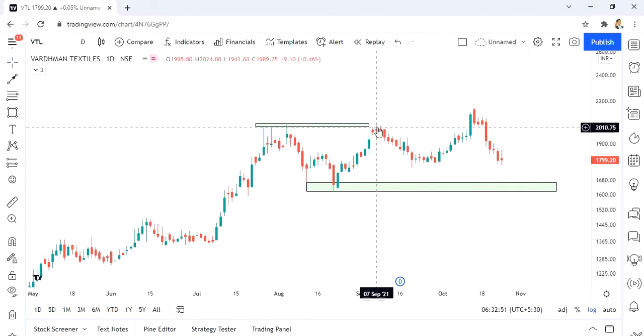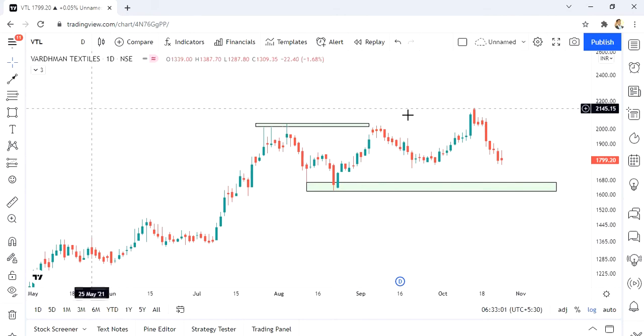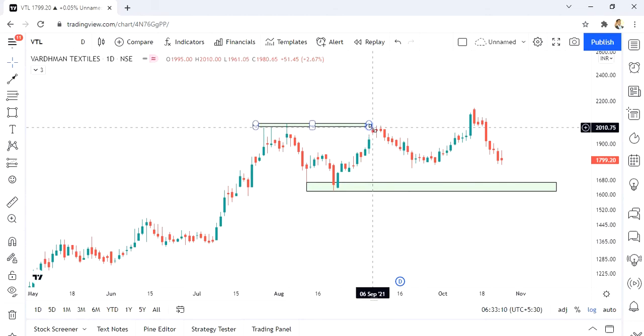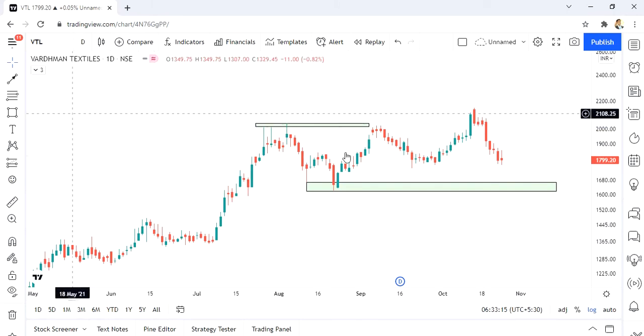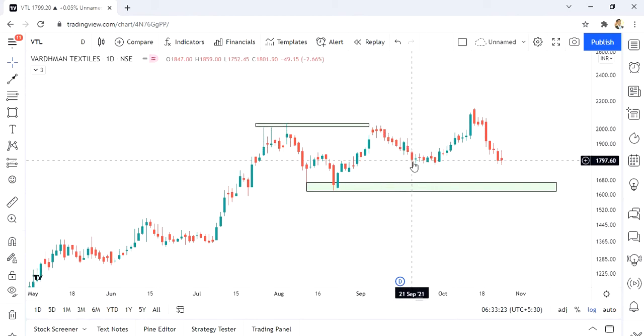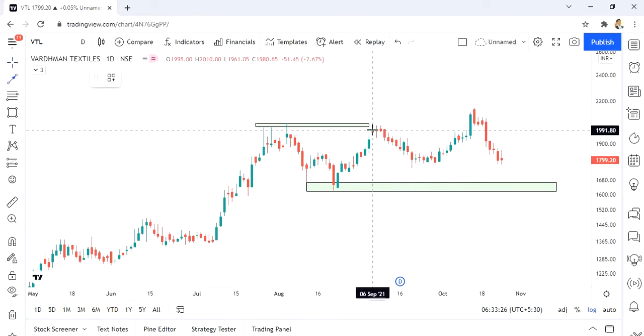Next time when the price comes to this level, in September 21, see how beautifully it is acting as your resistance zone. The price came to this zone, and what does it do? It does not move forward, because the market had shown previously that this is your resistance zone, where the sellers are stronger. So when the price came back here, the market made a U-turn again from this particular level.